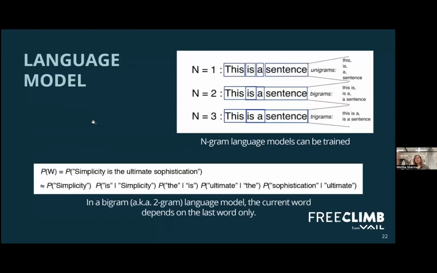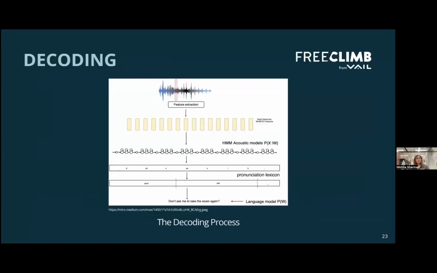And language models are typically n-gram-based models. So if you have a bigram model, and if you wanted to find the probability of this sentence, it can be written as the probability of the first word, and then you can have this conditional probability. So since it's a bigram model, it will only depend on the previous word. So probability of simplicity, then probability of the second word given the first word, and so on. So this is how the language model makes predictions.